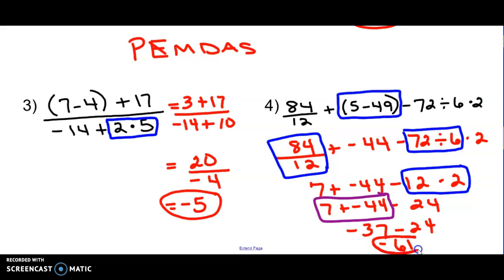So as you can see, we have simplified this very long and complicated expression into just one number using the order of operations. Make sure that you have everything written down in your notebook. Go take a picture in Canvas and submit it for a grade.